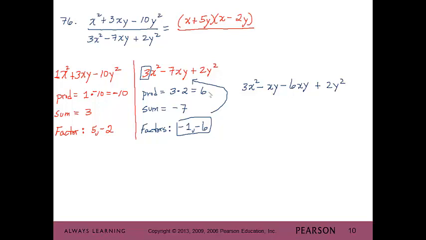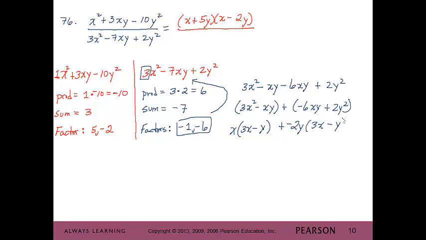Now we have 4 terms, so we factor by grouping. Group the first 2 terms together, and then group the last 2 terms together. Always add between your 2 groups. Now take the GCFs out of each group, and for the first it's going to be x, and we're going to have 3x minus y remaining. And then for the second is going to be negative 2y, and we'll have 3x minus y remaining. Now our groups are the same, so let's factor them out. So we have 3x minus y, and then we'll be left over with x minus 2y.